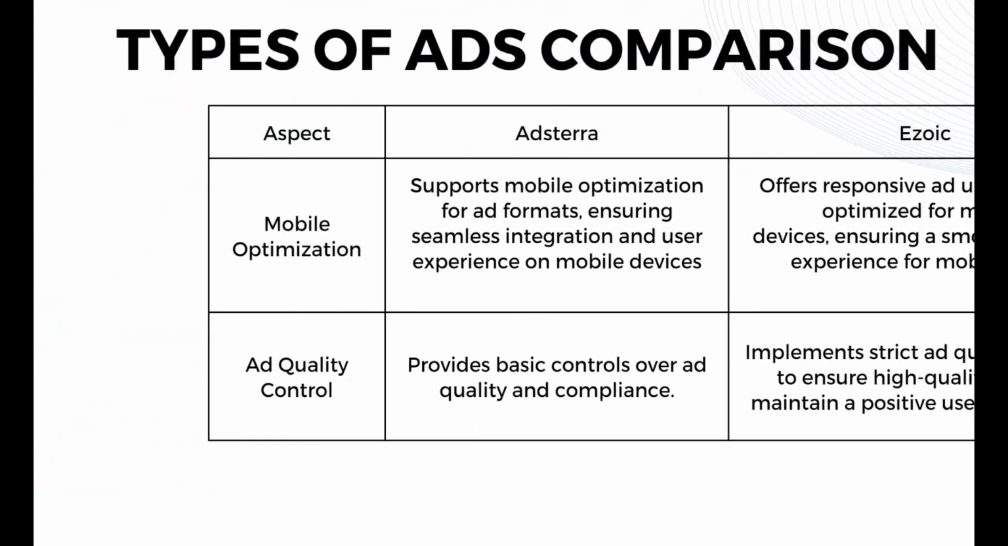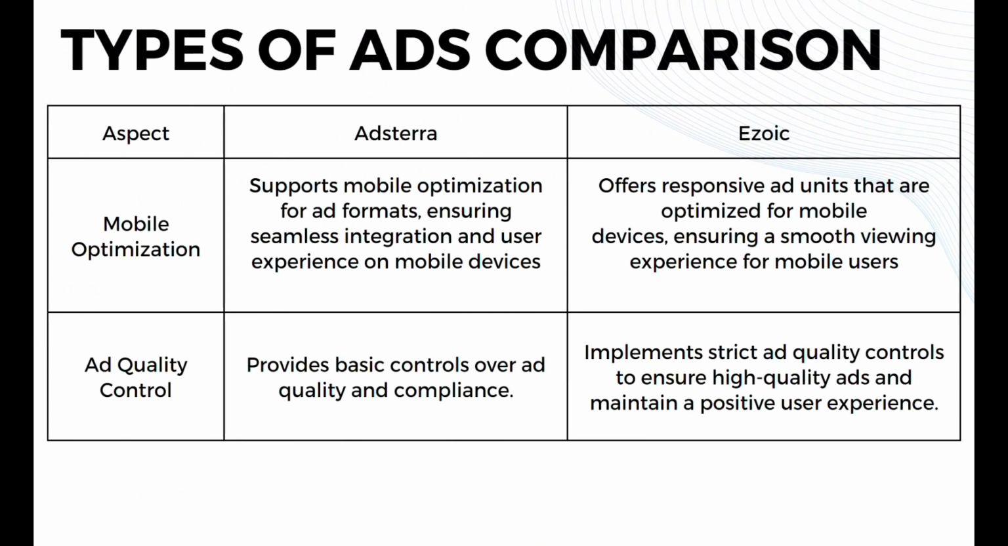And aside from that, in terms of mobile optimization, Adsterra supports mobile optimization for ad formats, ensuring seamless integration and user experience on mobile devices, while Ezoic offers responsive ad units that are optimized for mobile devices, ensuring a smooth viewing experience for mobile users. And now in terms of ad quality control, Adsterra provides basic controls over ad quality and compliance, while Ezoic implements strict ad quality controls to ensure high-quality ads and maintain a positive user experience.